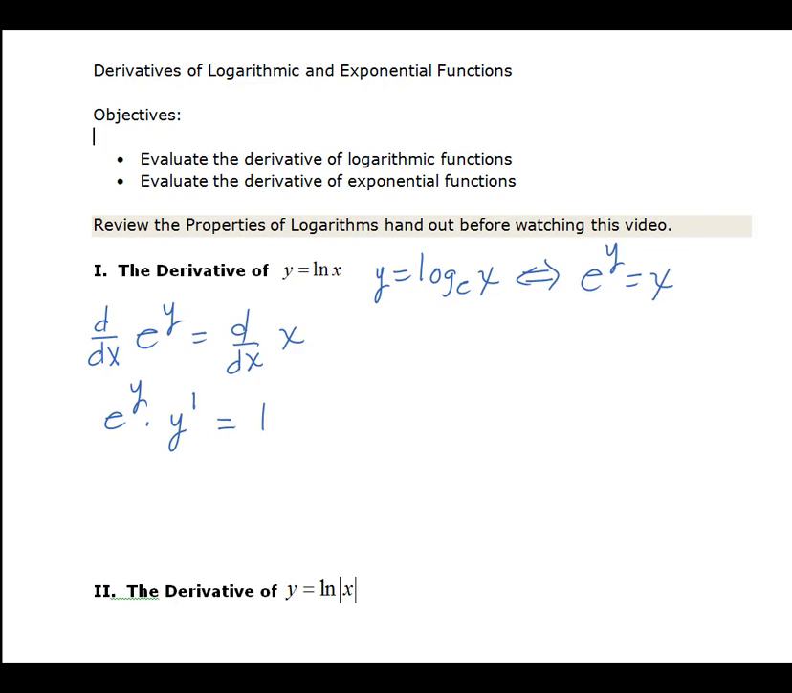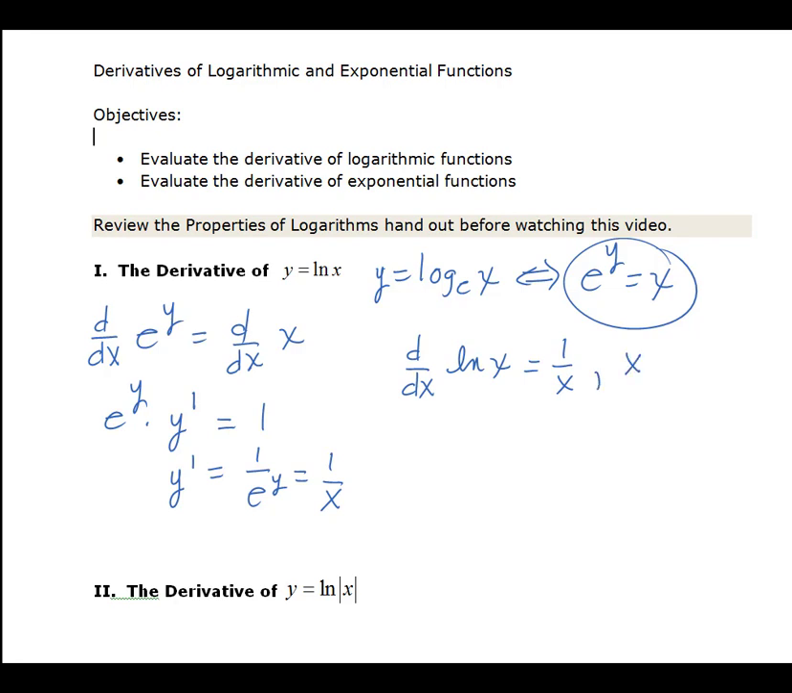When I solve for y prime, I get 1 over e to the y. But I want my derivative in terms of x, not in terms of y. And I know that x is equal to e to the y, so I can rewrite this as 1 over x. We have a new derivative formula: d dx of the natural log of x is equal to 1 over x, and I'll state the domain for this.